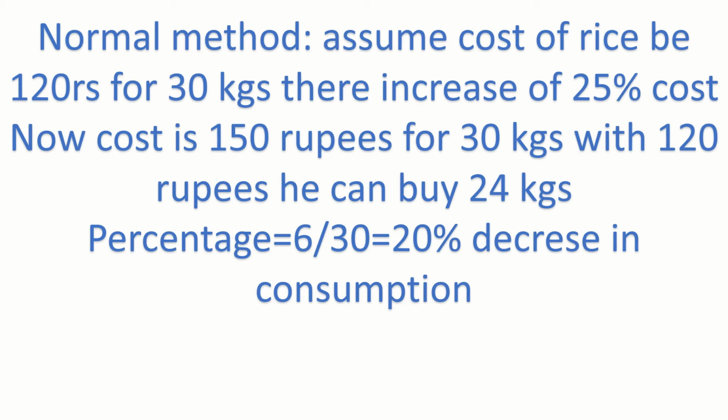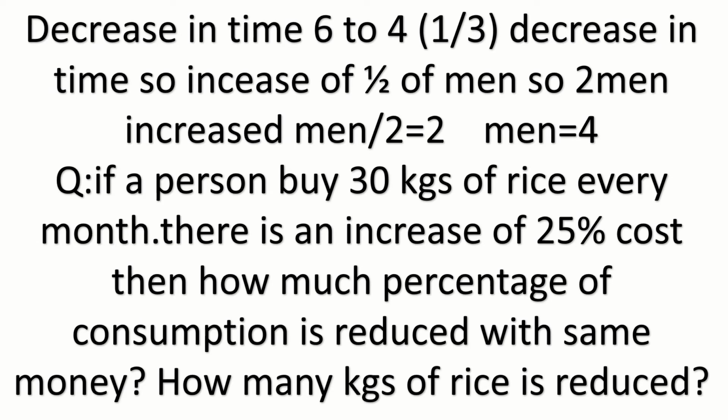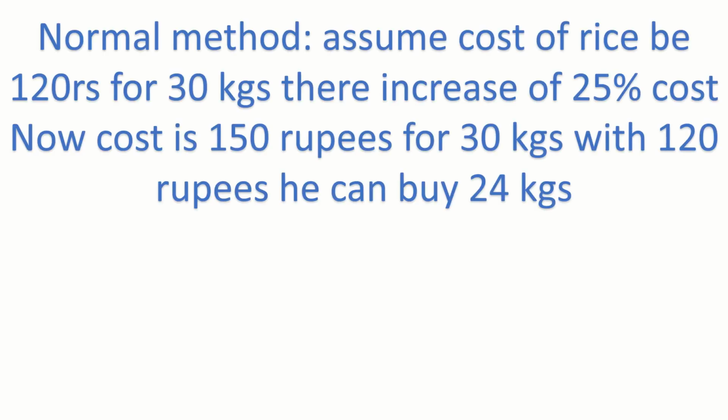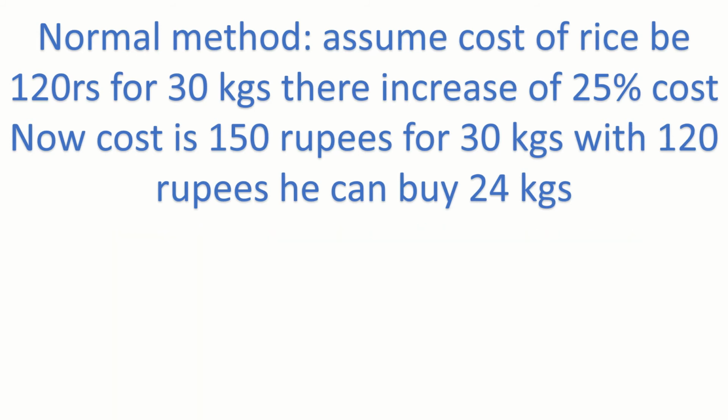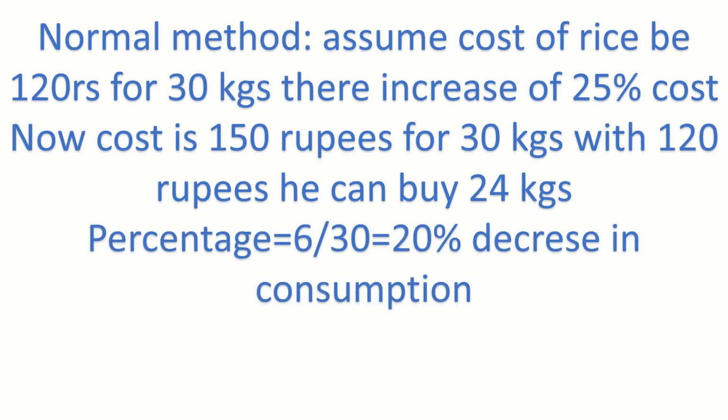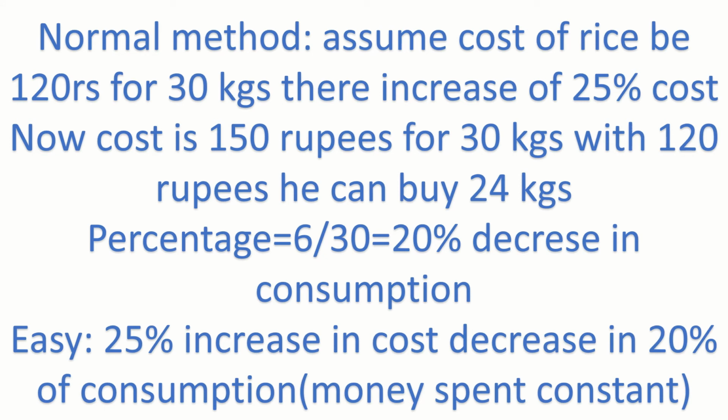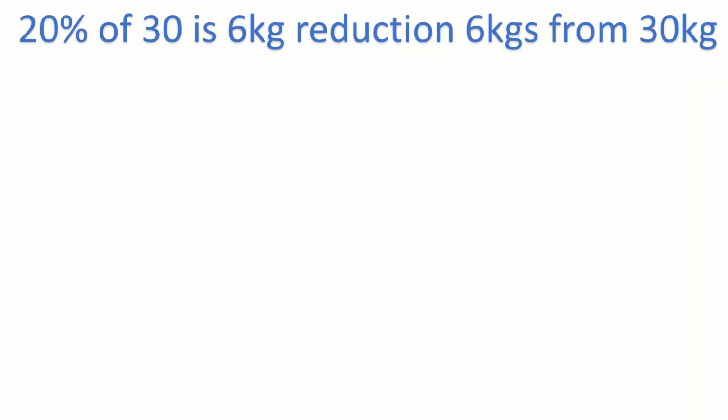If you remember the basic things, like when there is a 25% increase in cost, that means 1 by 4th increase, so there must be a 1 by 5th decrease. That is, a 1 by 5th decrease means a 20% decrease in consumption. 10% of 30 is 3 kgs, so 20% is 6 kgs. So there is a consumption of 6 kgs less with the same money. So we will get 24 kgs.